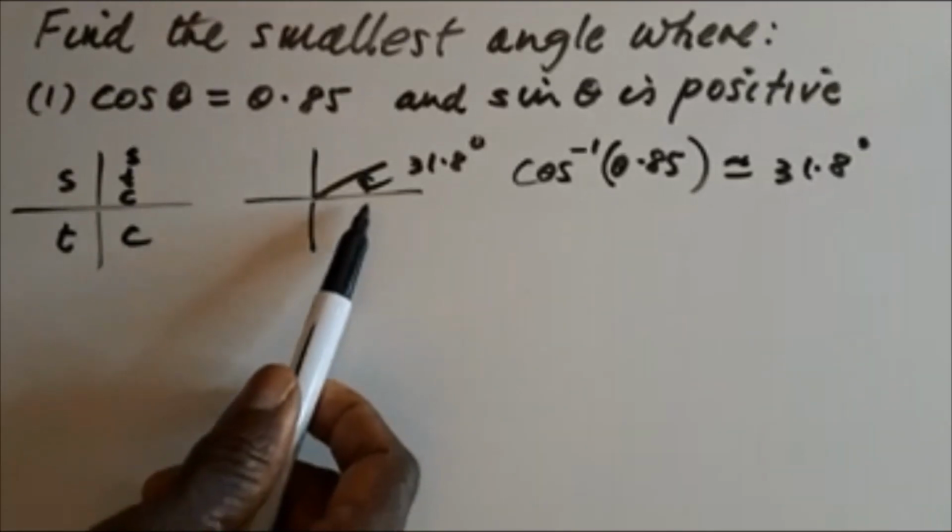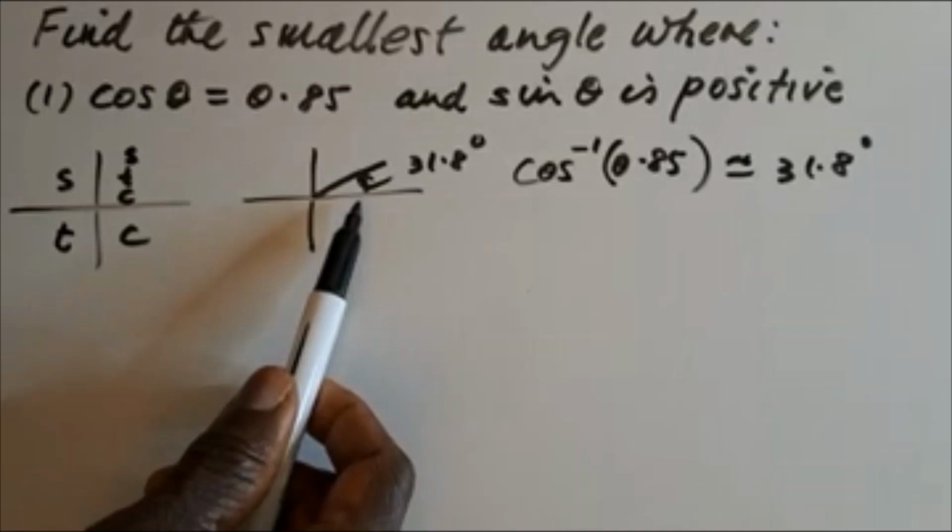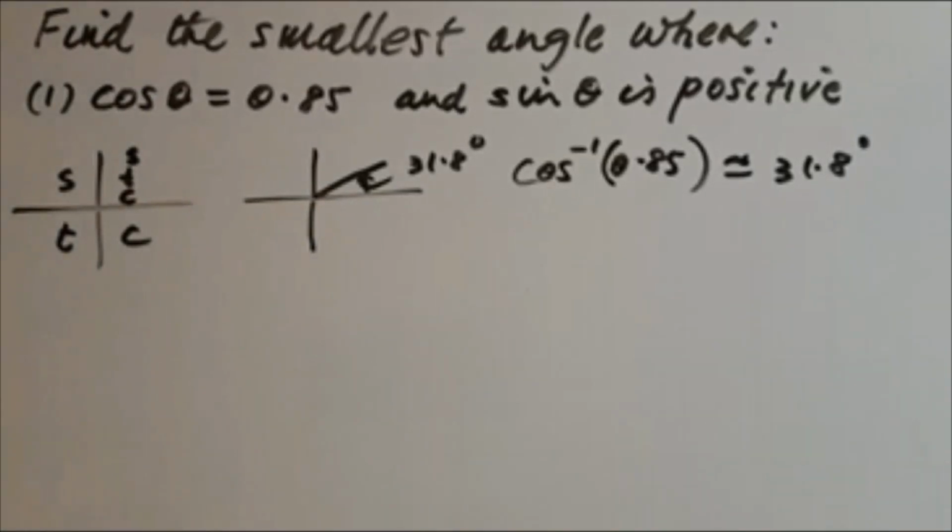Any other angle would be larger than that, or will be negative, and so we conclude that 31.8 degrees is the smallest angle where cosine theta is equal to 0.85 and sine theta is positive. And that's it for this video.